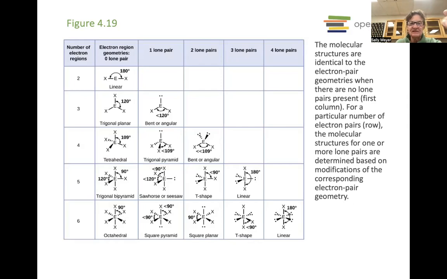As you notice, linear is 180, trigonal planar and bent are angular. It's always the same situation in that those angles are about 120. For 4 regions of electrons, they're about 109.5, but it's when you have 5 where you have some that are 120 and some that are 90, which makes you have to think a little harder.